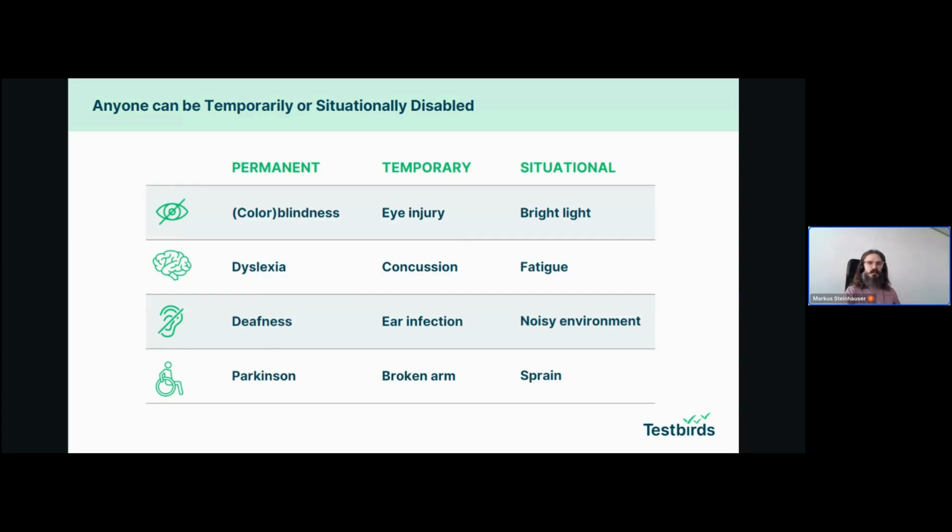So looking at it this way, there's actually a ton of use cases, not only for people with permanent disabilities, but also these temporary and situational topics.